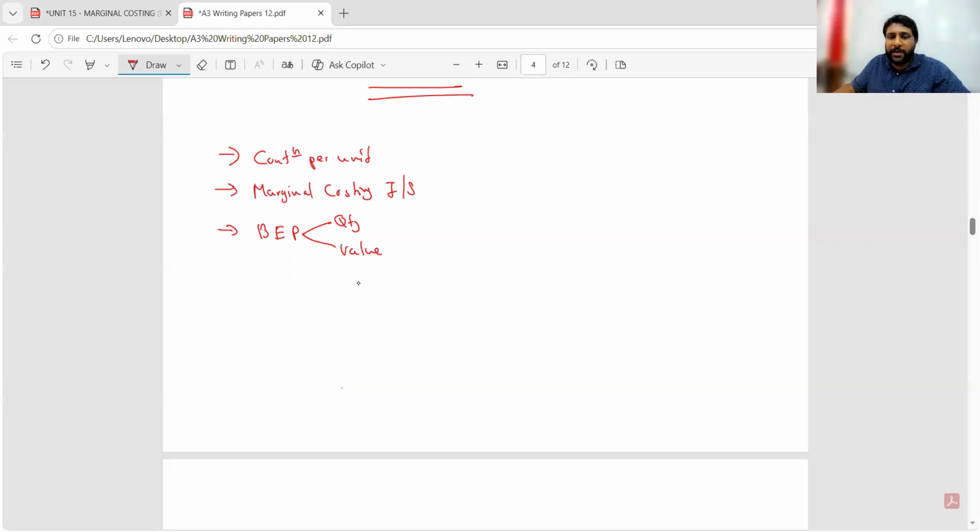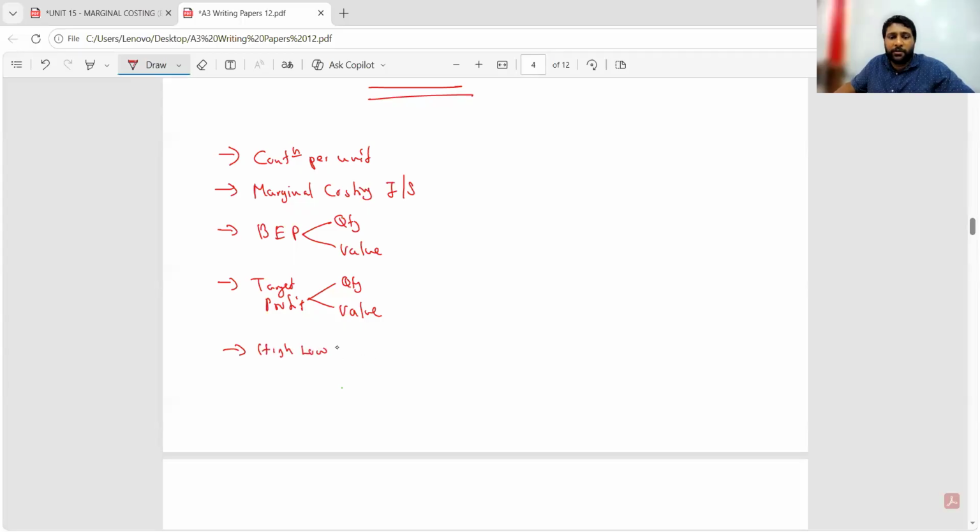Quantity multiply from the selling price per unit. Target profit quantity: total fixed cost plus the target profit divided by the contribution per unit. If you multiply the same by the selling price per unit, you will get the value. Now check whether you know high low.